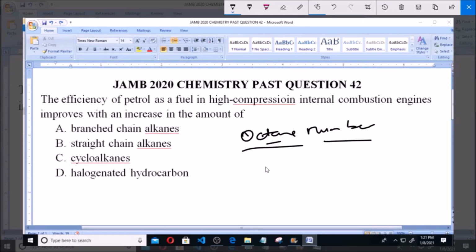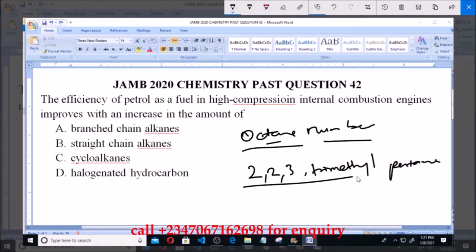Petrol with a low octane number has a low efficiency. The efficiency of petrol as a fuel in a high compression internal combustion engine improves with an increase in branch chain hydrocarbons. For example, 2,2,3-trimethylpentane is a branch chain hydrocarbon which has contributed immensely to improving the efficiency of petrol, and it has anti-knocking properties. It gives petrol anti-knocking properties because of the increased efficiency of petrol.